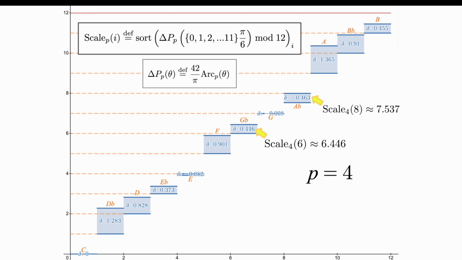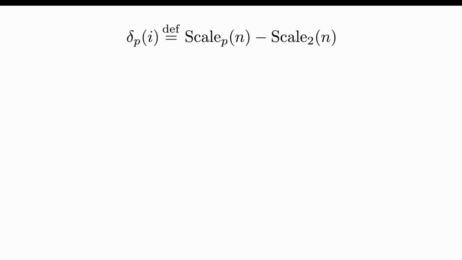Scale of 8 is about 7.537 because A flat is the 8th pitch class and the 4th degree A flat is 46.3 cents flat. We can define the offset delta of the Squircle scale with 12 TET by just taking the difference of the two, the latter of which is just the identity function, something that would be easy to show by yourself if you wanted to.